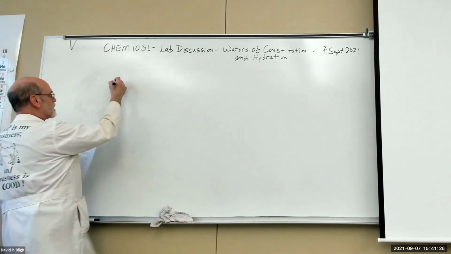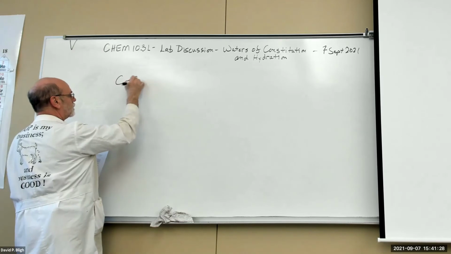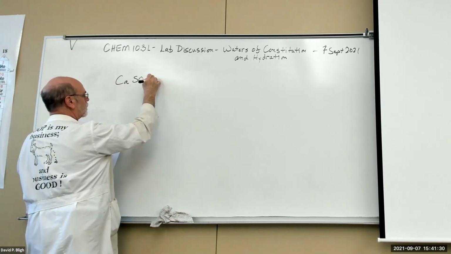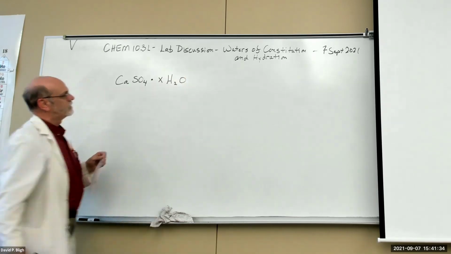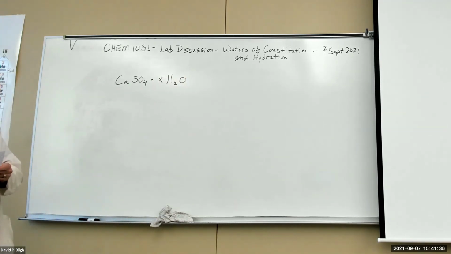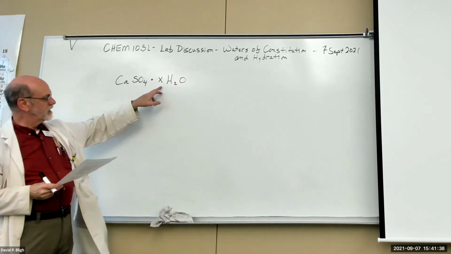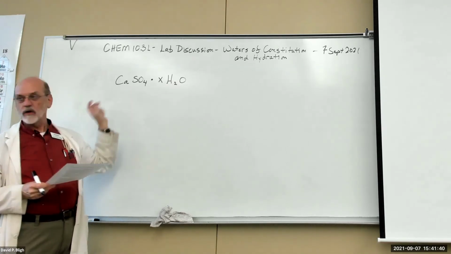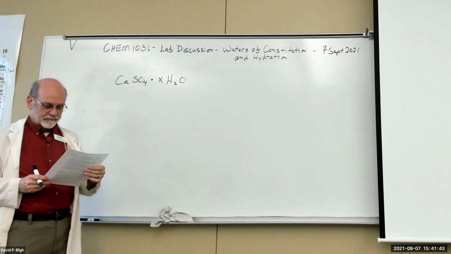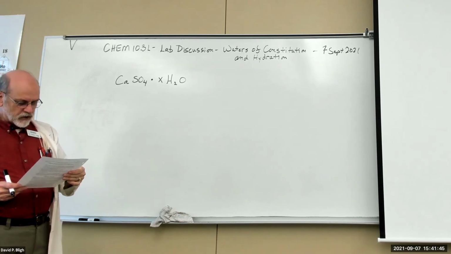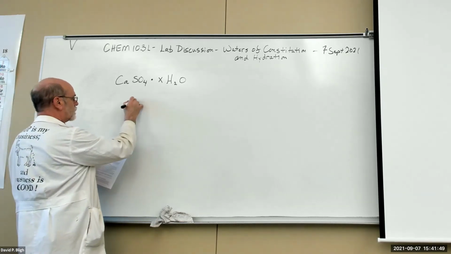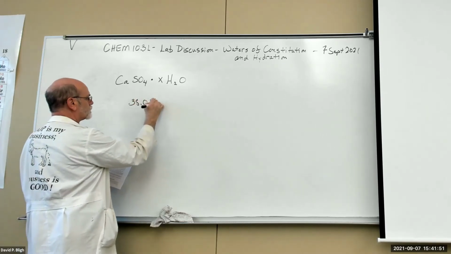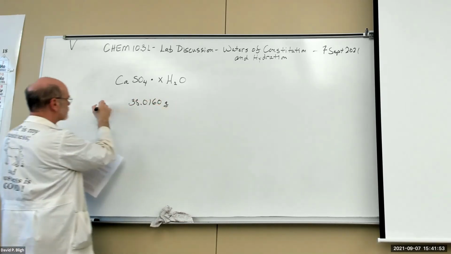Okay, we know that gypsum has this formula, and then it has some water in it. We want to determine that ratio. How many waters per mole of calcium sulfate? And we're given a crucible that weighs 38.0160 grams. This is the crucible.